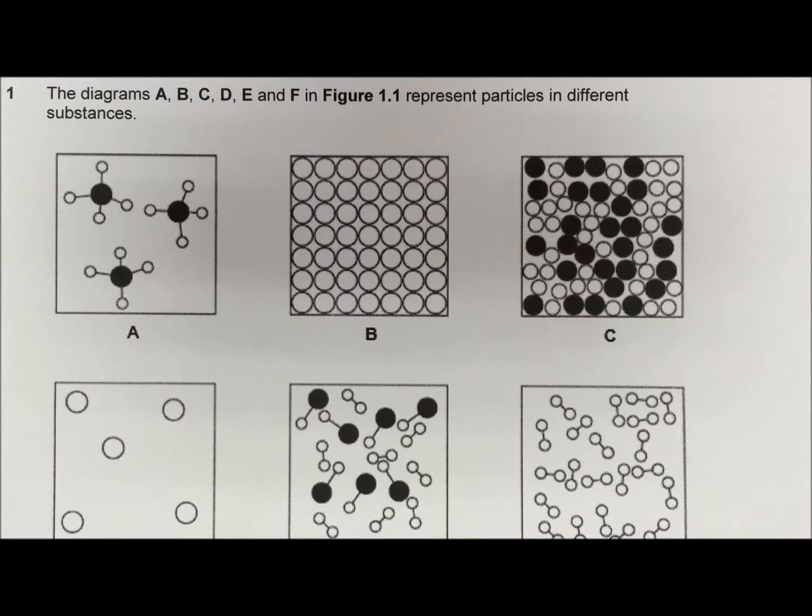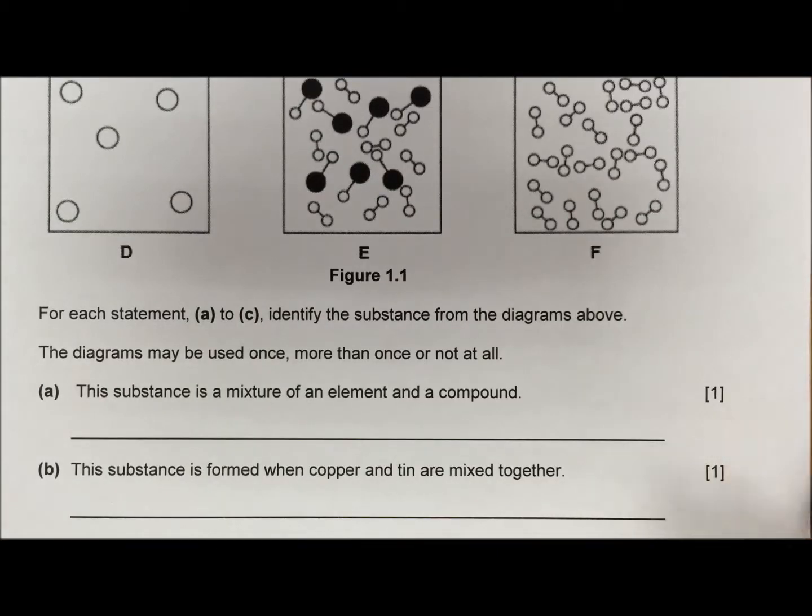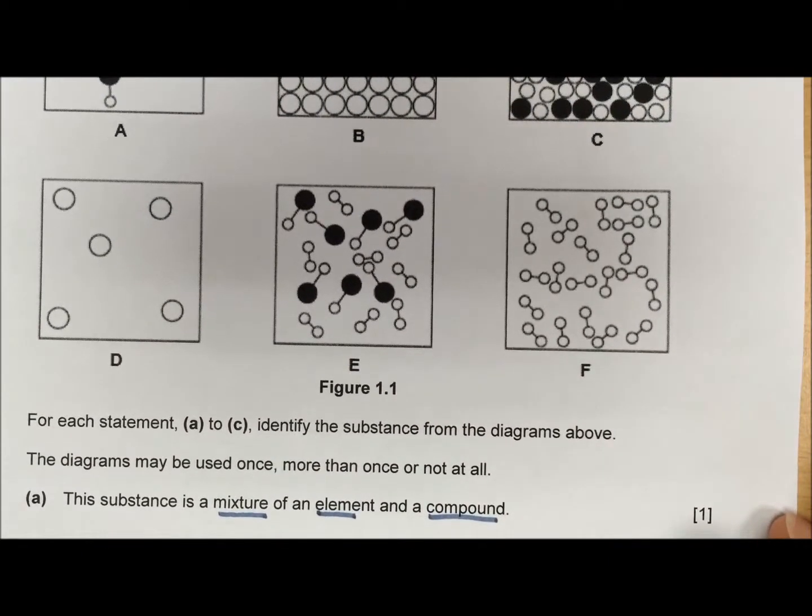Paper 4, question 1. Section A of paper 4 is compulsory, you must do all these questions. They say it is a mixture of element and compound.